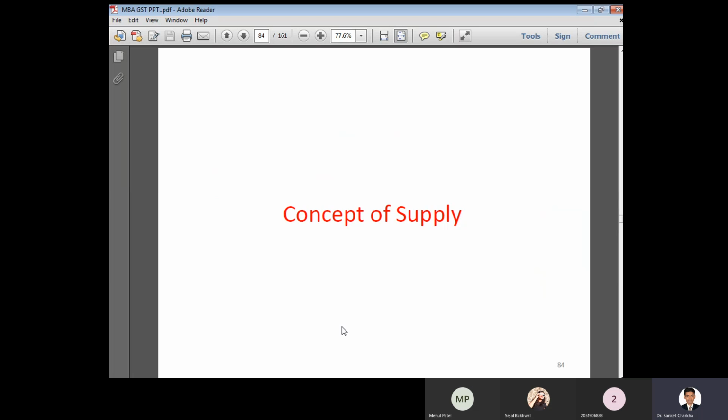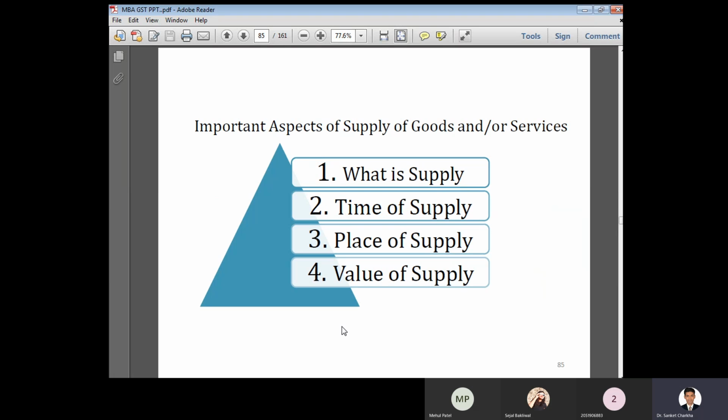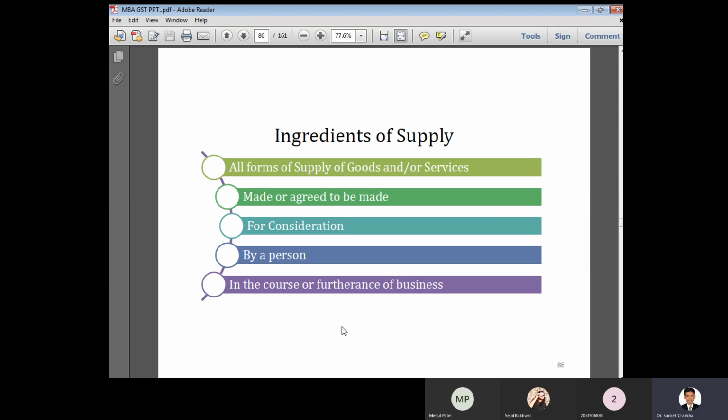Okay, starting with the third chapter, that is the concept of supply in terms of Goods and Service Tax. While starting with this chapter, you have to see the four major aspects in understanding supply under GST. First is what is supply, second is the time of supply, third is the place of supply, and fourth is the valuation of supply. We'll be dealing with and answering these one by one individually.